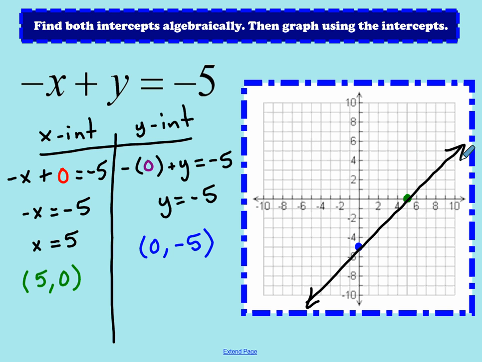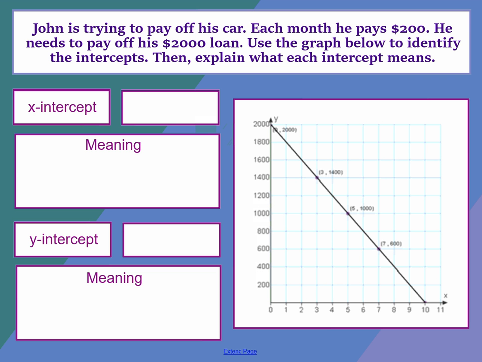Let's go ahead and keep moving on. Here it says John is trying to pay off his car. Each month he pays $200. He needs to pay off his $2,000 loan. Use the graph below to identify the intercepts. Then explain what each intercept means.